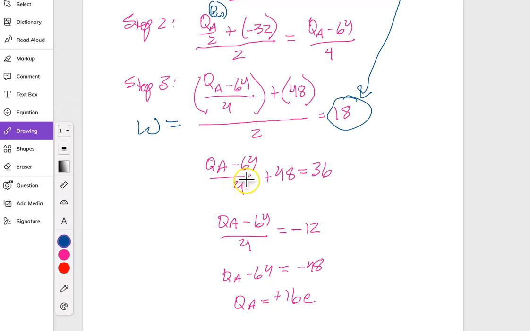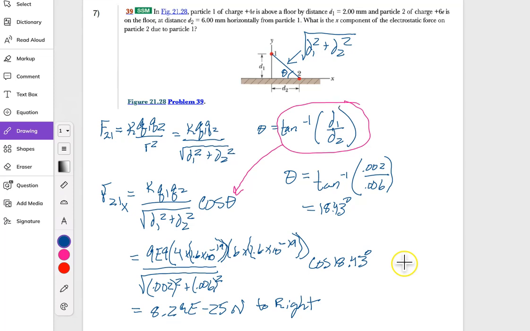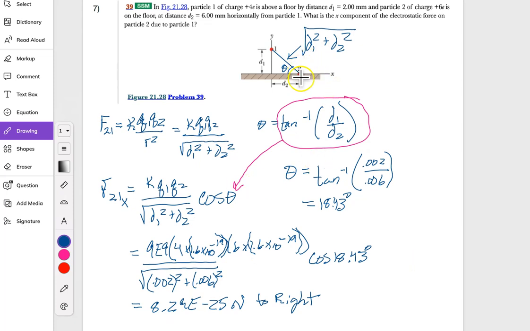You'll notice we multiplied both sides by 2, and we get this. Then we subtracted 48 from both sides, and we get this. Then we multiply both sides by 4, and we end up with this equation. And then we just add 64 to both sides, and we find out that the original charge on A is positive 16.